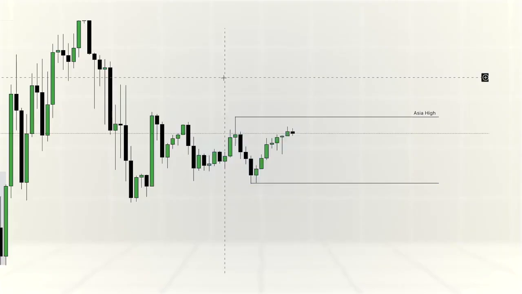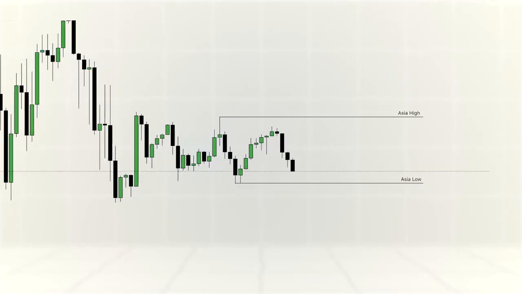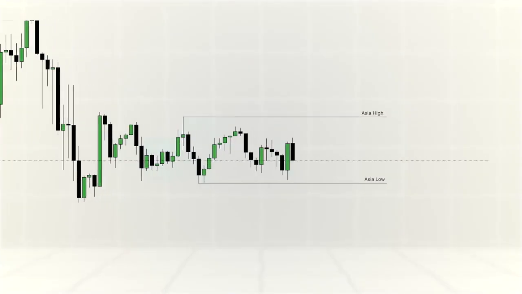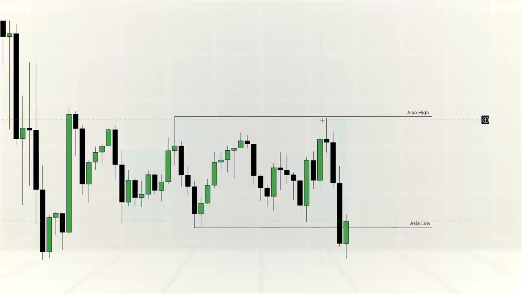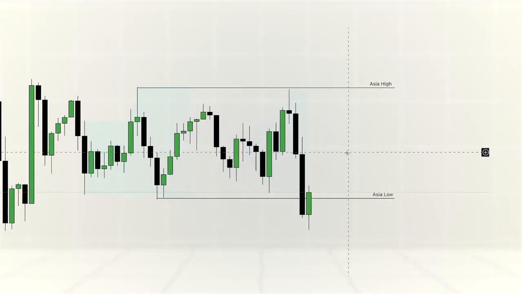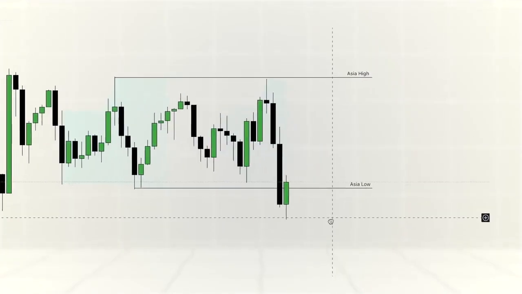I'll go ahead and mark the Asian high here. That level represents our Asian high. Next, we mark out the Asian low. Over here is our Asian low, and that completes the Asian range. Now what do we do? We simply wait for price to take either the Asian high or the Asian low. Let's extend these levels forward.